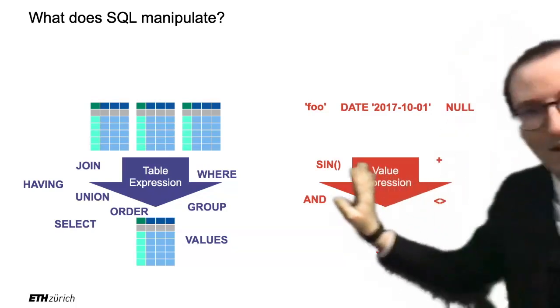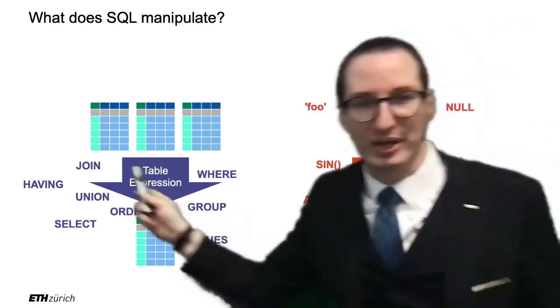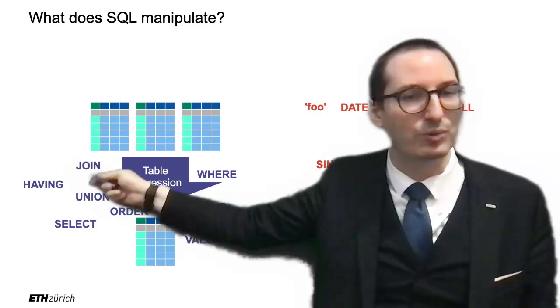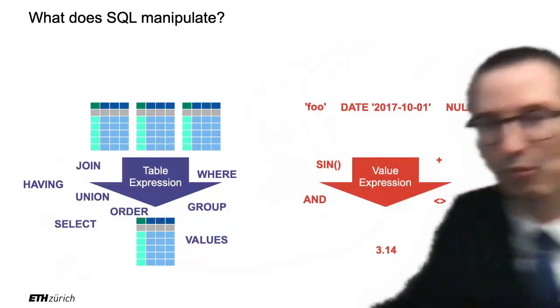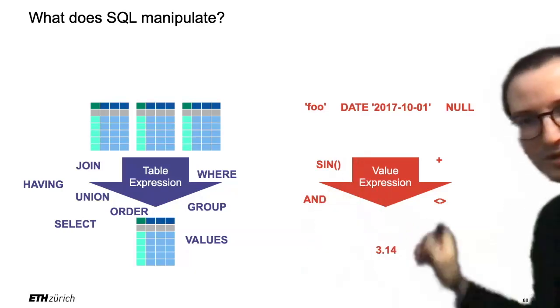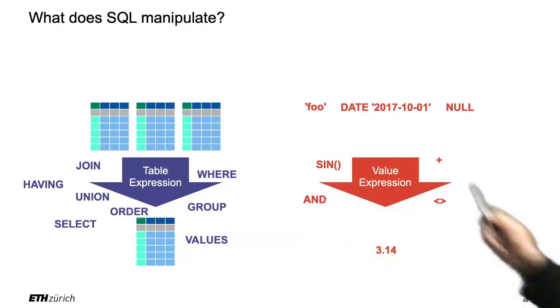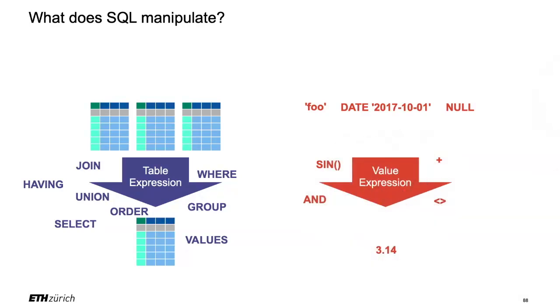Okay, very good. These are called table expressions. Technically, what you have in the from clause, for example, the join and so on, but even the select from where, would manipulate tables, and then value expressions manipulate single values. Typically, this is what you see in the where clause.